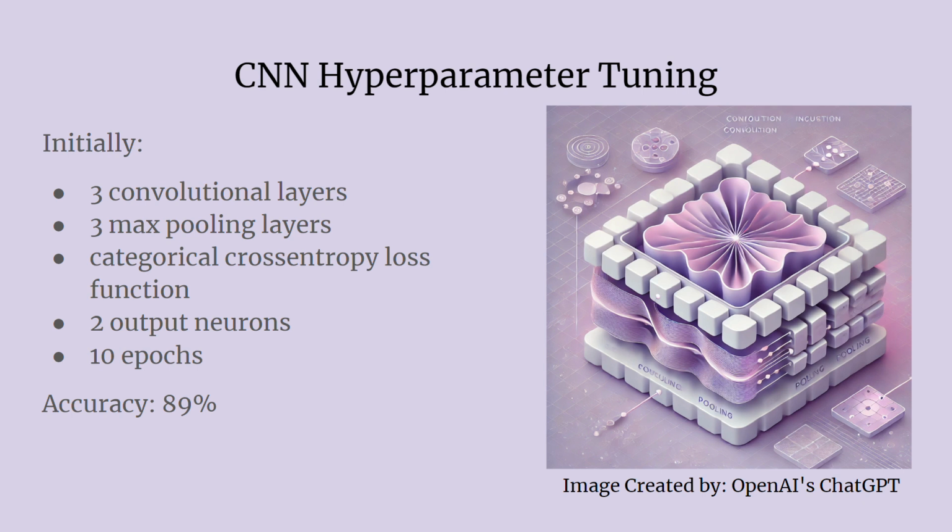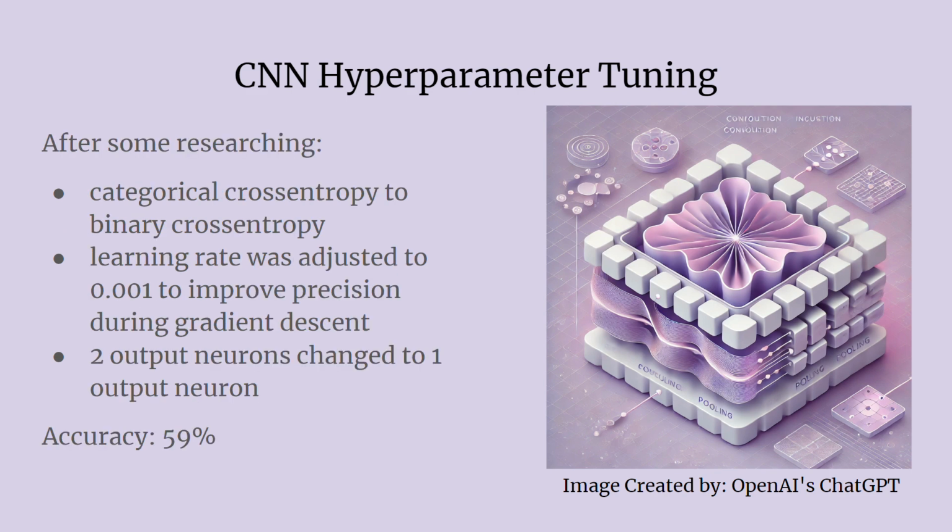Now let's talk about the hyperparameter tuning that I did for the CNN model. My initial architecture for the CNN model had 3 convolutional layers with their associated 3 max pooling layers. I also had the categorical cross entropy as the loss function, and I had 2 neurons in the output layer. After I ran this with 10 epochs, this gave me an accuracy of 89%, which is very, very close to my goal of 90%.